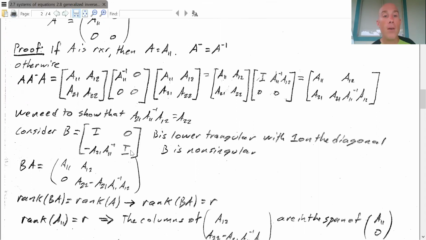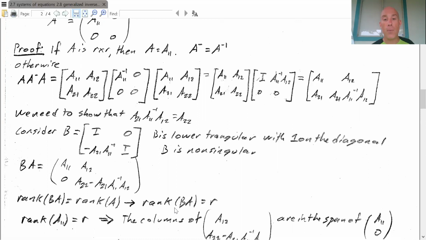Why is that? Because this diagonal business makes it so that I always have a 0 in a spot to make it so that nothing can be in each other's span. All right, so B times A gives me this. Okay, now think about rank. Now this goes way back. The rank of B times A is going to be equal to the rank of A because B has an inverse. It's full rank. Multiplying by a full rank matrix does not change the rank. So rank of BA is equal to the rank of A.